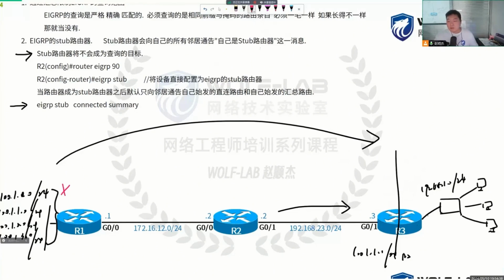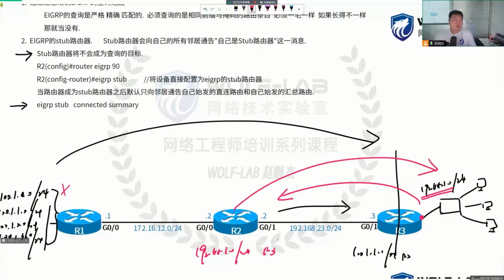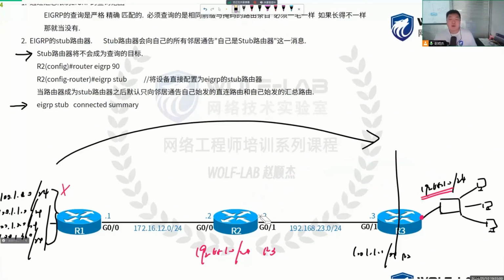Students, so the EIGRP boundary router, under default conditions, has two features. I will not be queried, because it's useless to find me. I don't have any other paths. The second feature, under default conditions, I will only announce my self-originated routing entries. I only tell you my directly connected routes, and other routing entries I won't announce.